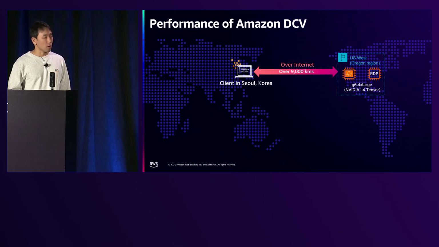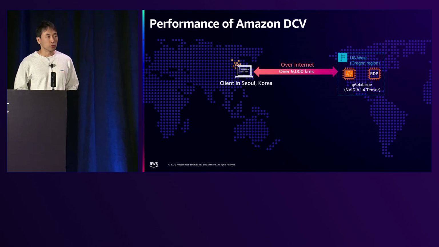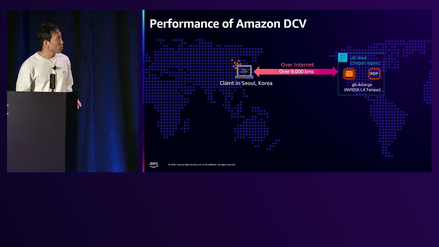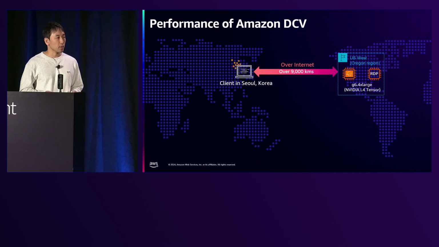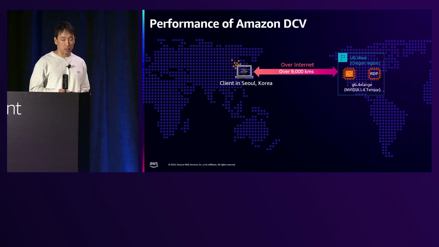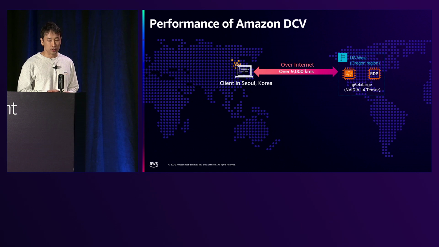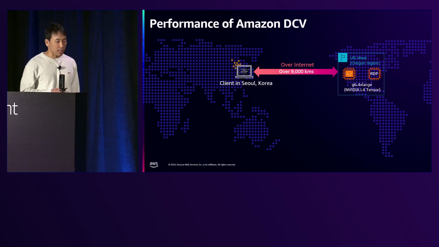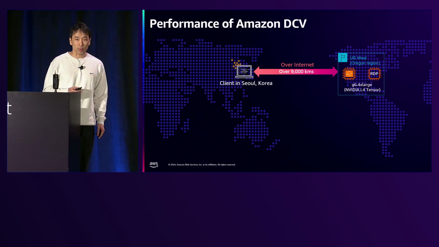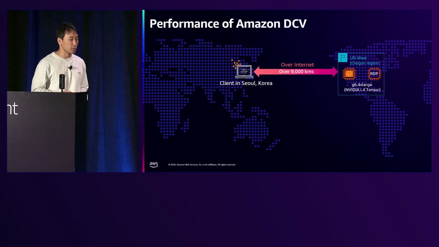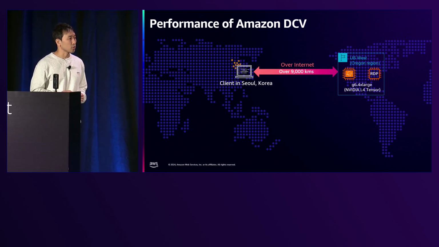I will prepare a brief demonstration to show the actual streaming performance of Amazon DCV. For this demo, I will set up a comparison between RDP and DCV, each on an instance in the Oregon region, approximately 9,000 kilometers away from my laptop in Korea, and I use an accelerated computing instance with an L4 GPU.